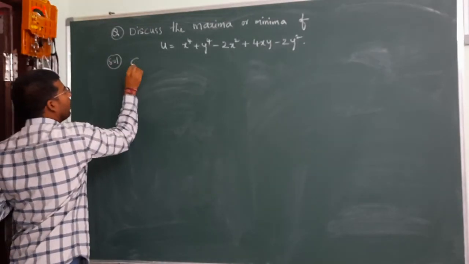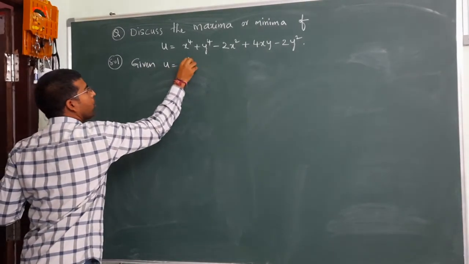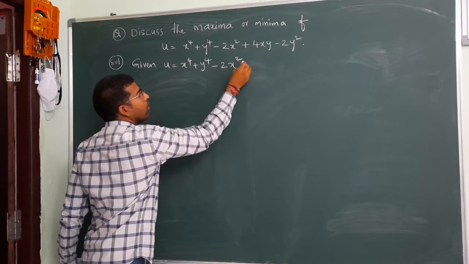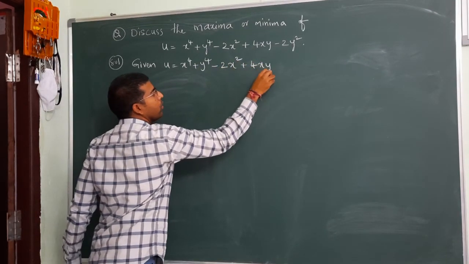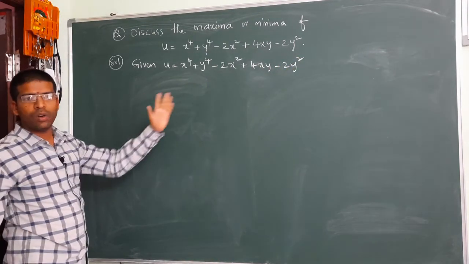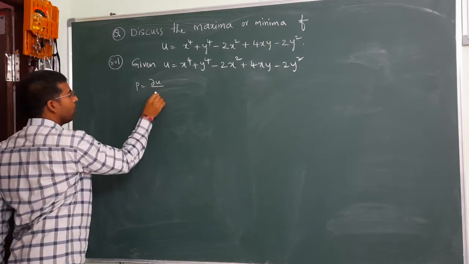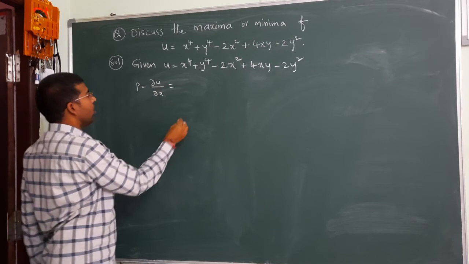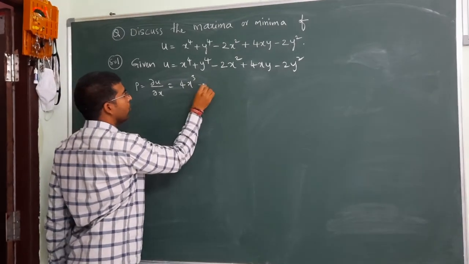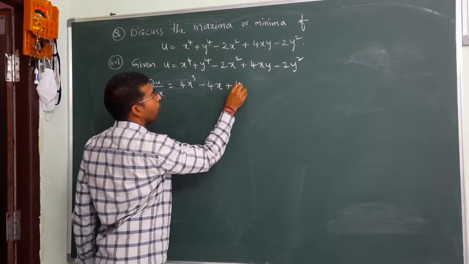Now, first what is given? Solution: given u is equal to x power 4 plus y power 4 minus 2x square plus 4xy minus 2y square. In step 1 we will find what? P, Q, R, S, T, right? That means P. What is P? Dou u by dou x. What is the derivative? 4x cube. This one is 0. This one is minus 4x and this one is 4y.